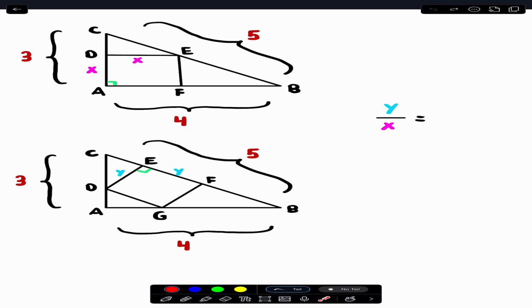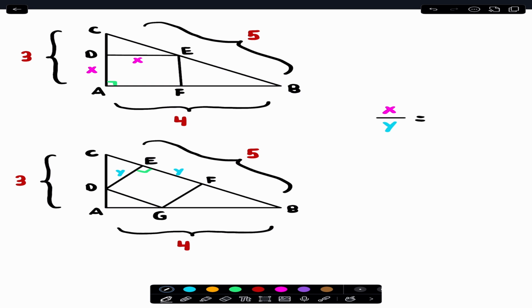Now in the bottom diagram, we have another square, but this time it has side length y. So this one is also inscribed in a right triangle with side lengths 3, 4, and 5. But this time we have one of the sides lined up with the hypotenuse of this right triangle. So given all this information, we need to find out what x over y is equal to. And I'm sorry about this, I wrote y over x for some reason, but we really need to find x over y.